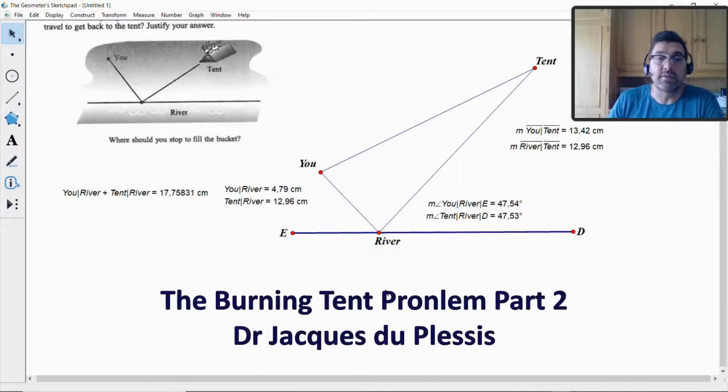Okay, folks, I hope you gave this some thought. This is part 2 of our minimum distance problem, the river, the tent, and you.